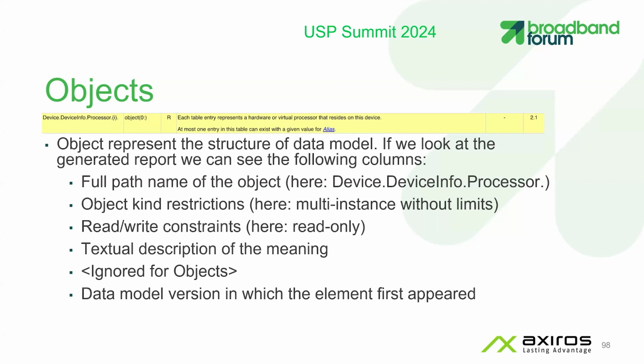So this would be an object, and you can see it has some information in the data model report. So that includes the full name of the object. In this particular case, it's device info processor. You have restrictions or type information about that particular object. So here, for instance, there would be a multi-instance object, and there are no limits on how many instances can be there of this particular object. So we also have singleton objects, or I think we don't have too many, but there might also be objects that have some other limitations.